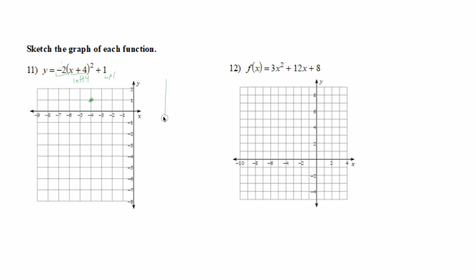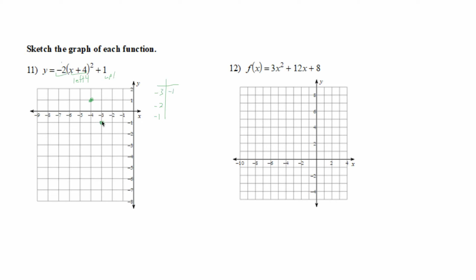The way that we can be more specific about this is to choose some points close to the -4. So let's try -3 and -2. Maybe we'll try -1, but I'm not sure it will fit on the graph. So I'm going to just talk through this, putting -3 in for x. -3 plus 4 is 1. 1 squared is still 1. Times -2 is -2. Plus 1 is -1. So when we plug in -3, we get -1.